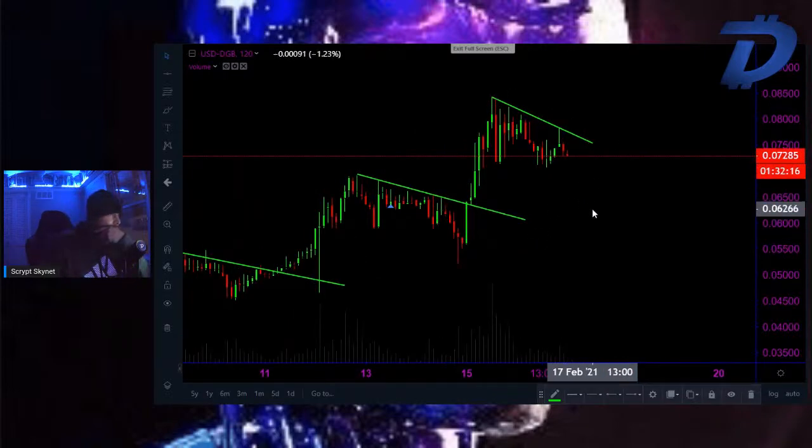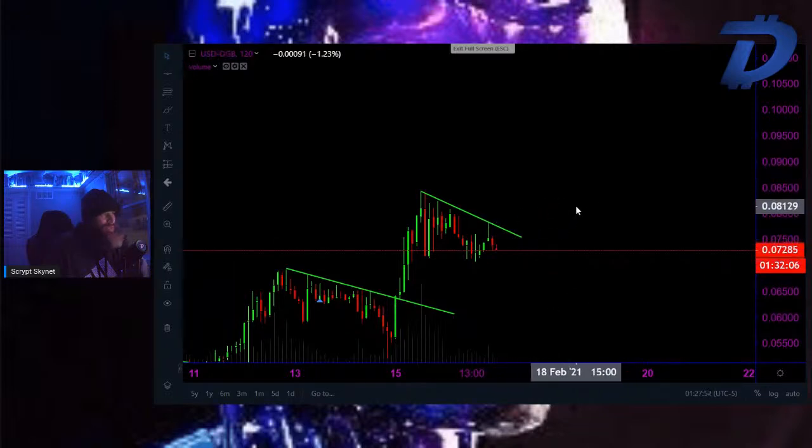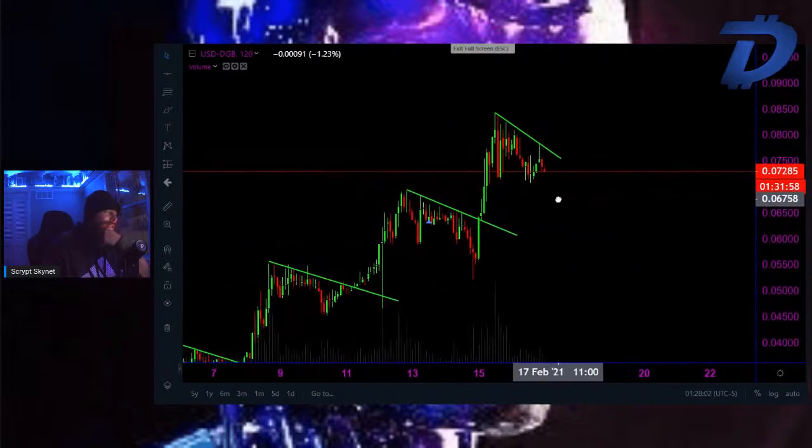So that's it, guys. If it breaks through here, if it finds support down here, or if it breaks through now, either way, it's going to go up. If it gets bought up, it's going to 10.5 cents, guys. That's the next target. Can you believe that? Wow, 10 cents DigiByte.